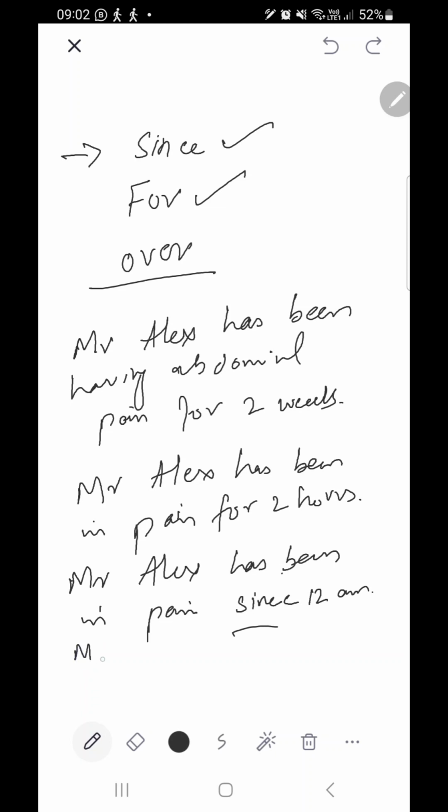Or Mr. Alex, pain, whatever pain, let's say abdominal pain, kidney pain, has worsened over the last week. So these are a few examples of since, for, and over.